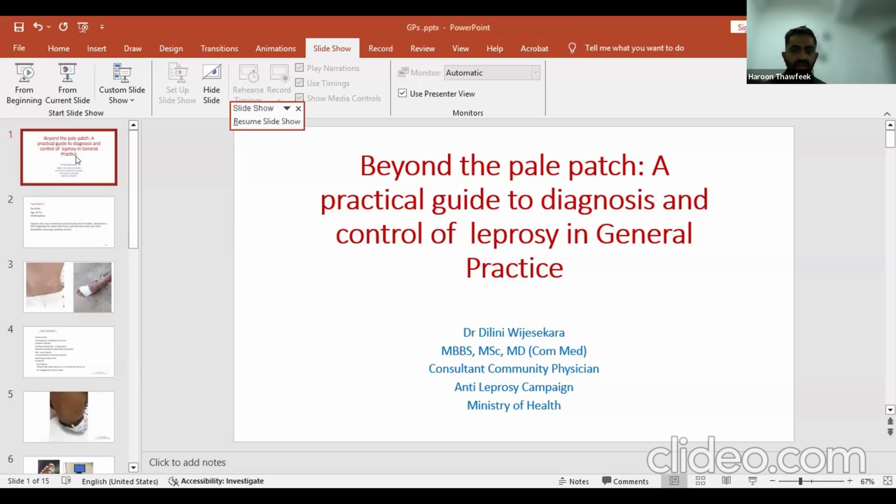So today's session will explore various dimensions of leprosy, from clinical presentation and diagnosis to treatment. We are very fortunate to have with us a panel of experts who bring deep knowledge and field experience in managing leprosy. I look forward to the insights they will share with us today.